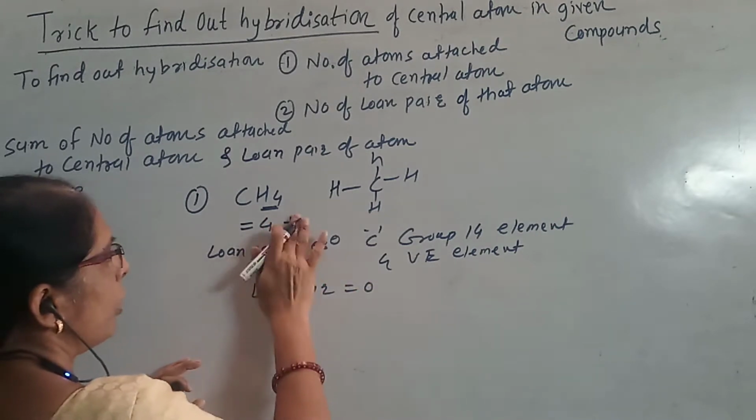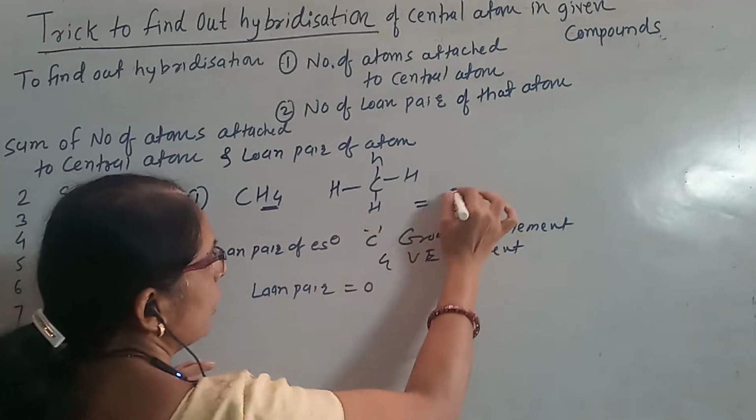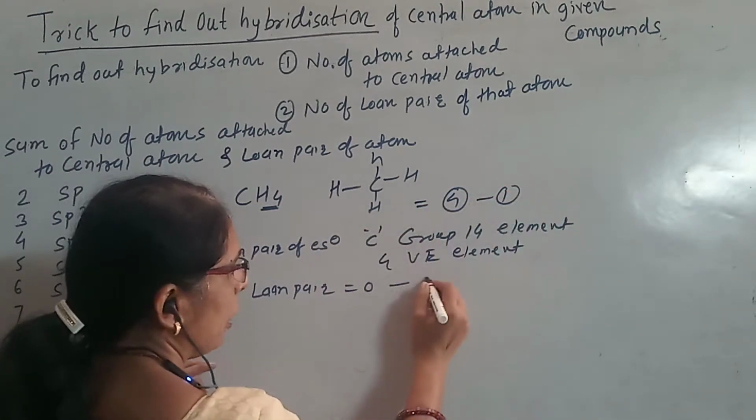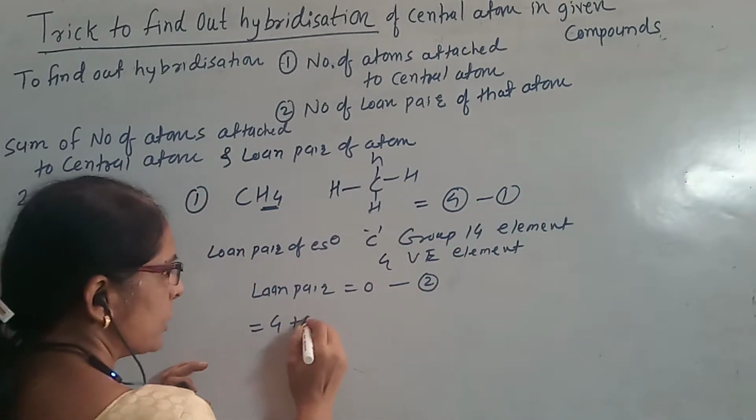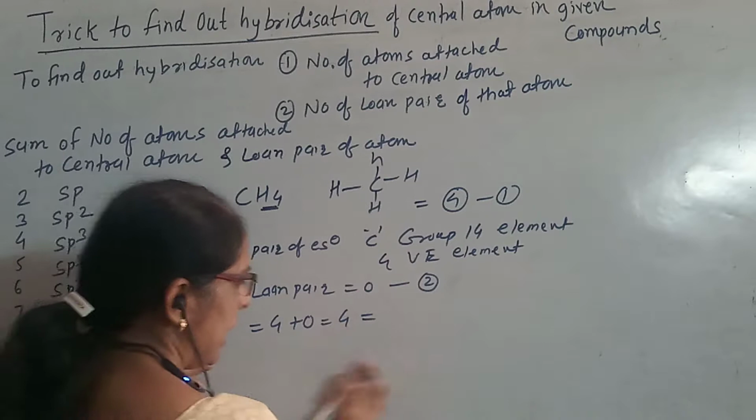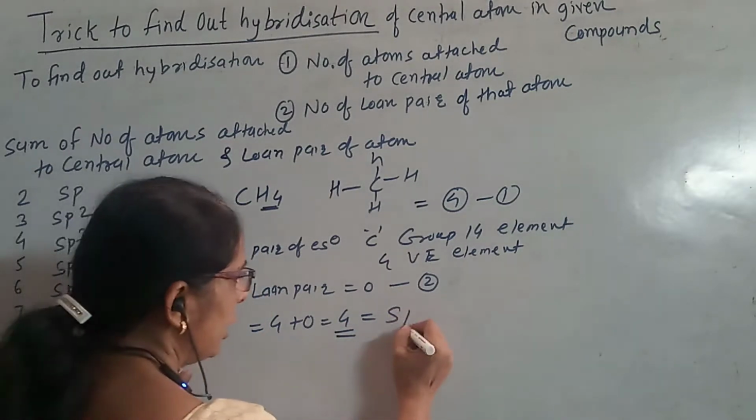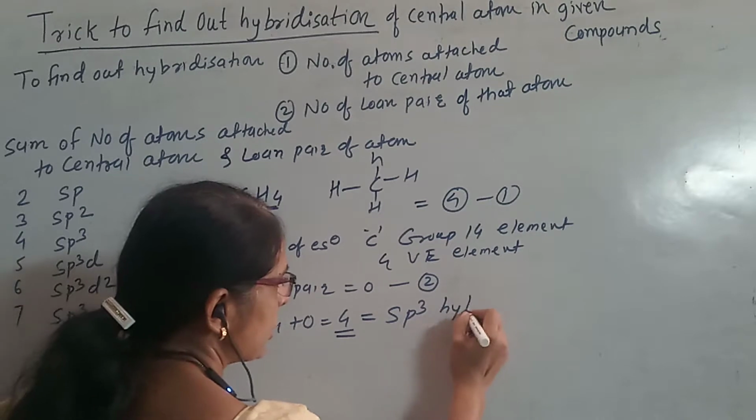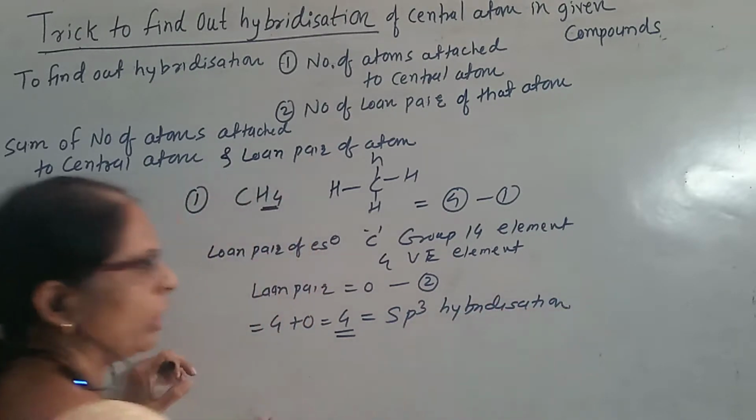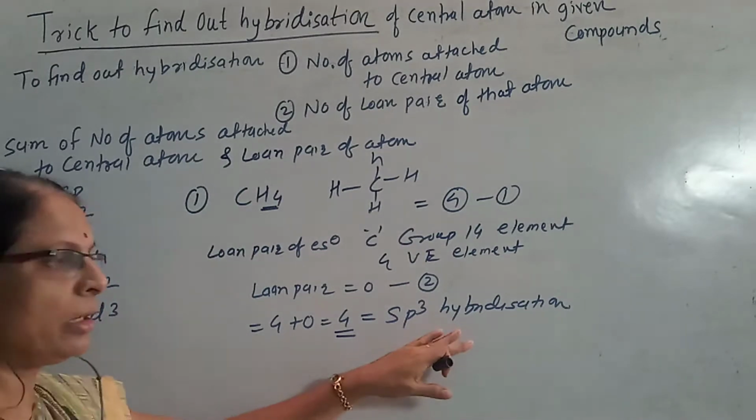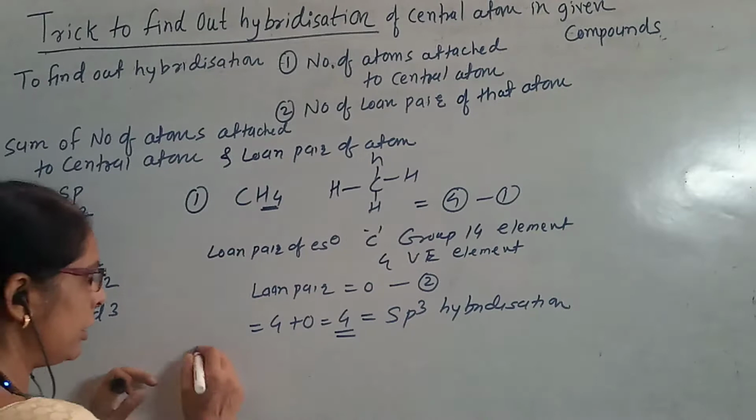So the number of atoms attached to the central atom is 4, the lone pairs of electrons are 0, and the sum of these two values, 4 plus 0, is 4. As the total value is 4, it has sp3 hybridization. So carbon is sp3 hybridized, and as it is sp3 hybridized, it has tetrahedral geometry.